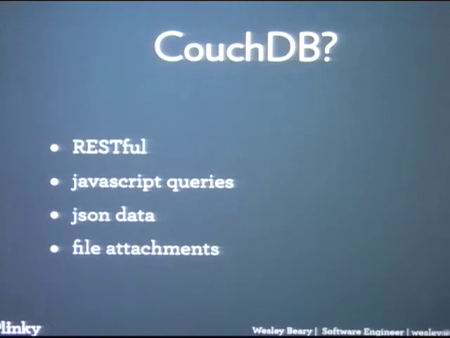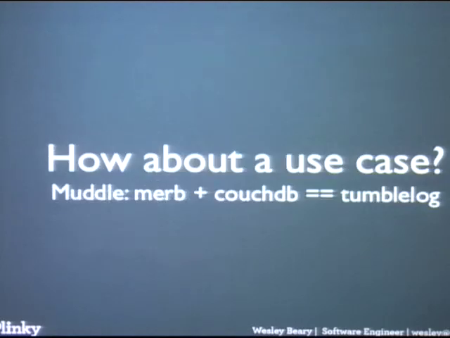All of the data is persisted as JSON, which makes it really easy to use if you're doing web services, AJAX type stuff, because you can get data directly from the database that you can do things with. And it supports file attachments, which, as I said, I'm using for images and music and stuff.